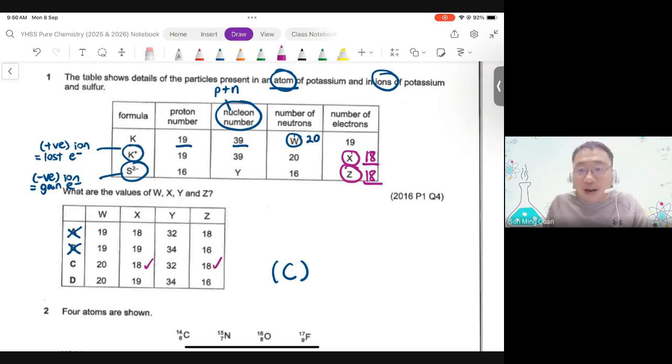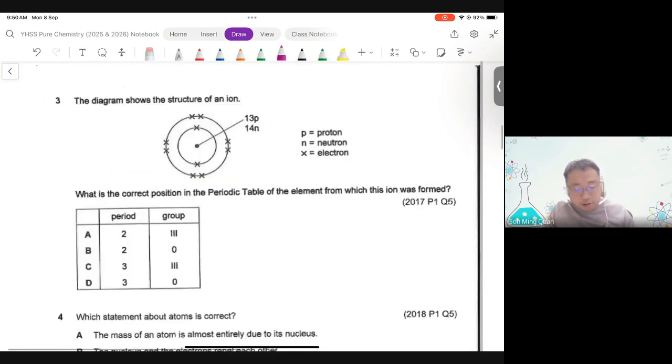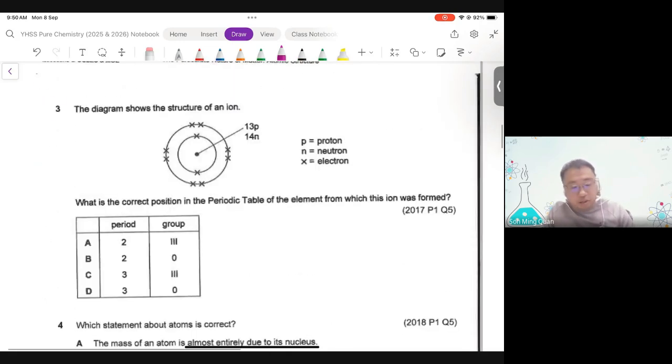All right, so now we're going to do the next question. The next question we will do is actually question 3. Before we start, I would like you to know that these are the old ways of naming the group. Now, we don't call it group I anymore. We call it group 13.